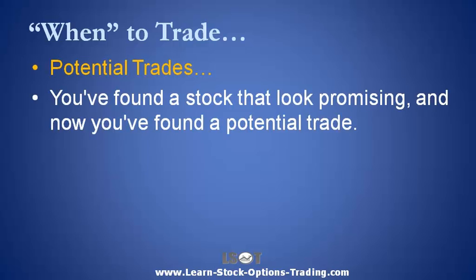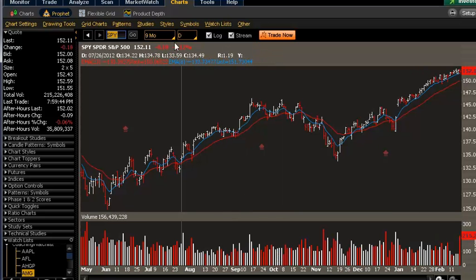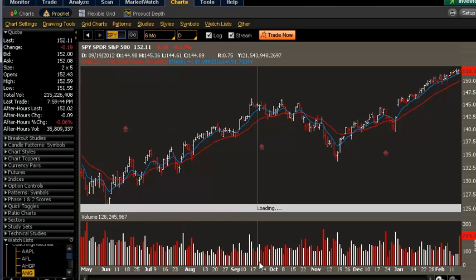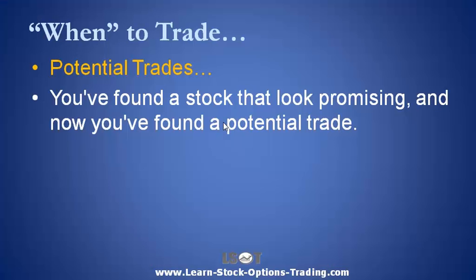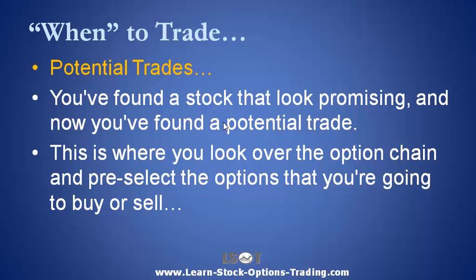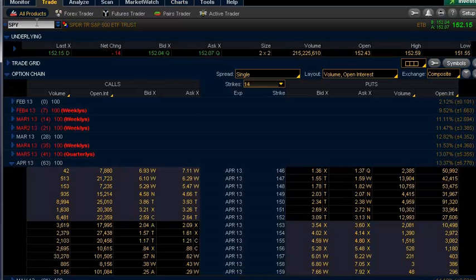Next thing about when to trade is potential trades. Let's say you found a stock. It looks promising. You've done all your analysis. SPY, the one we're just looking at, we're like, okay, it's still going up, and I think I want to enter that stock. So what do you do? This is where you look over the option chain and pre-select the options that you're going to buy or sell. Let's pull up the option chain here of SPY.